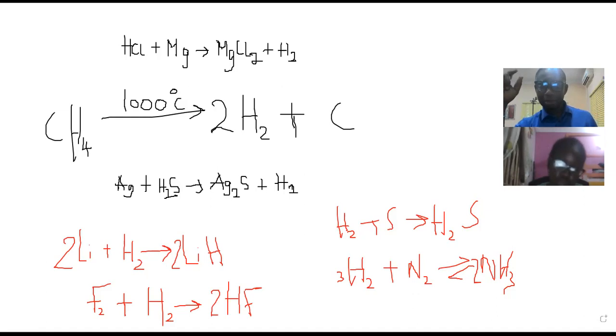Number two, another thing about hydrogen is that it's used in the hardening of vegetable and animal oil for the manufacture of margarine, for candles, for soap. So hydrogen is used in the hardening of vegetable and animal oil for the manufacture of margarine.